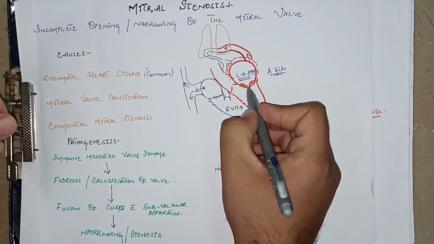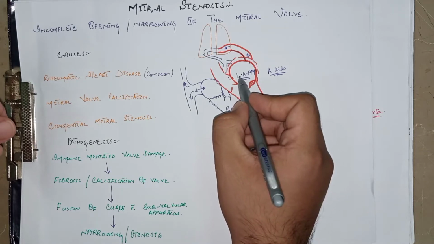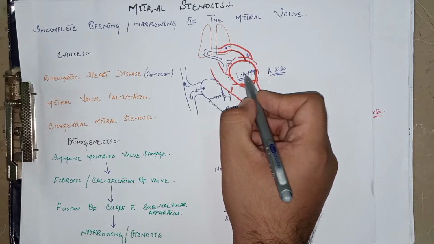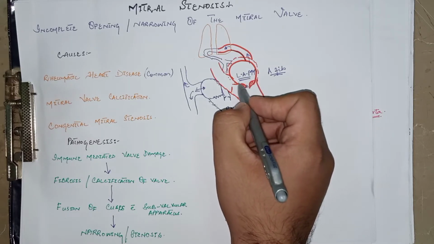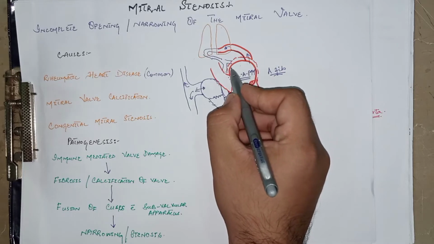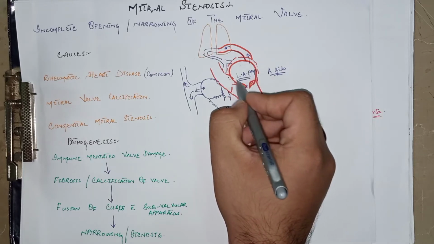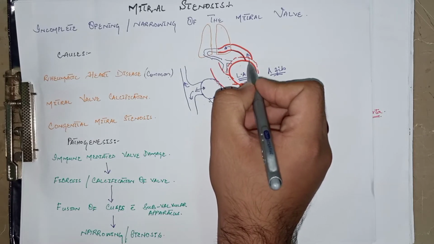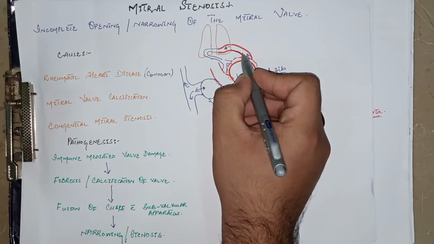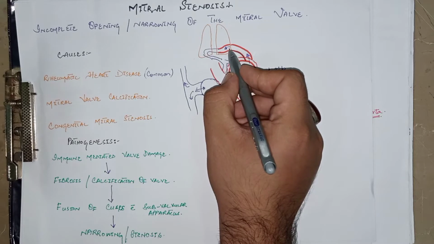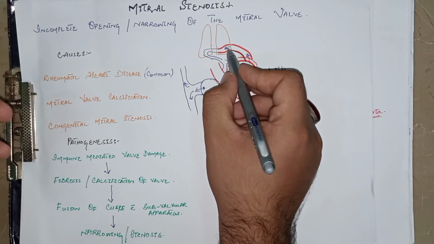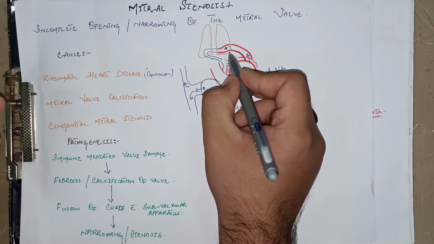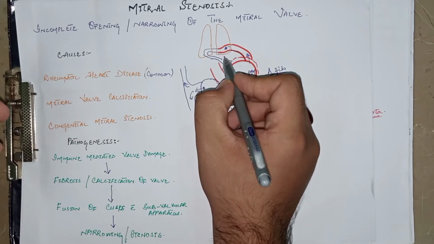Because of the stenosis or narrowing of the mitral valve, the left atrial pressure becomes very high, and due to this high pressure, hypertrophy and ultimately dilation of the left atrium occurs, and due to hypertrophy and ultimately dilation, there is increased pressure in the pulmonary vessels. Due to increased pressure in the pulmonary vessels, pulmonary congestion occurs because of the backward flow of blood, and in acute cases, pulmonary edema develops.